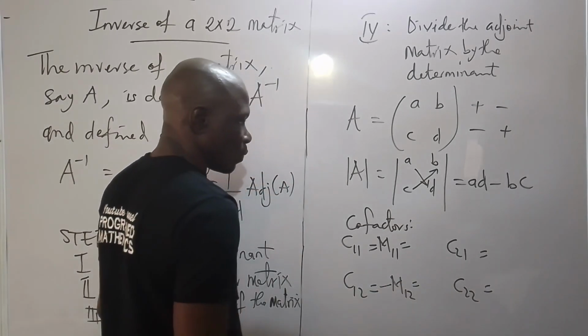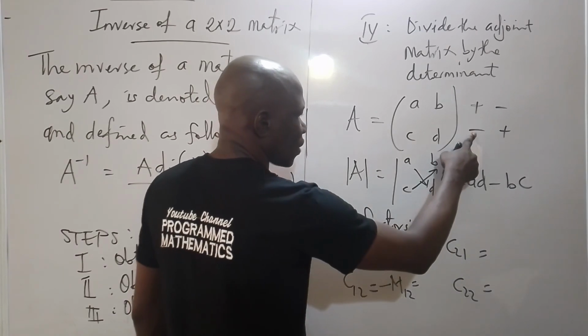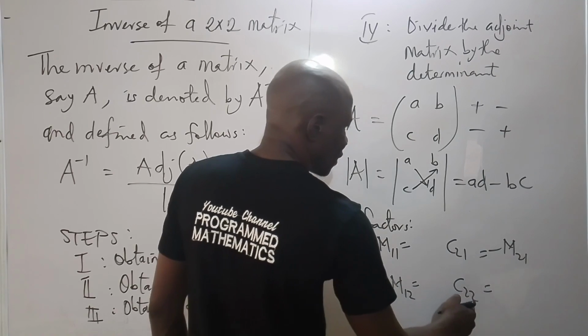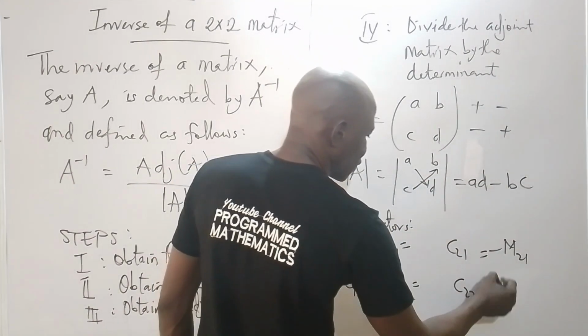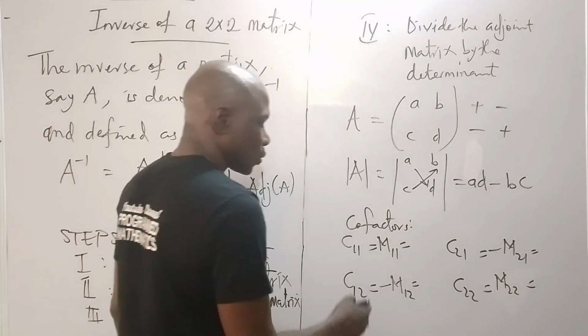We'll get the value from the matrix. And then C21, the sign convention is negative. So this is minus M21. And C22, the sign convention is positive. So this is M22. So now let's obtain the minor.